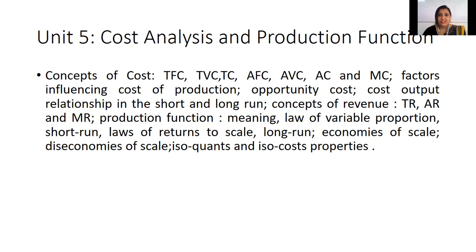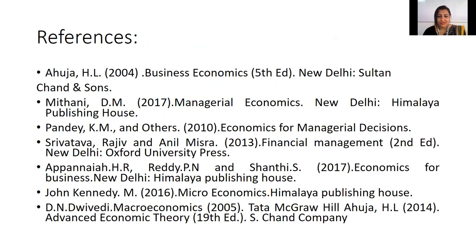Then the second part of the fifth unit is production function, where we'll be discussing the law of variable proportion as well as law of returns to scale, one in short run and another one in long run. And also under production function in the fifth unit we will be discussing economies of scale as well as diseconomies of scale. So these are the 5 modules of business economics which we'll be discussing in your first semester.